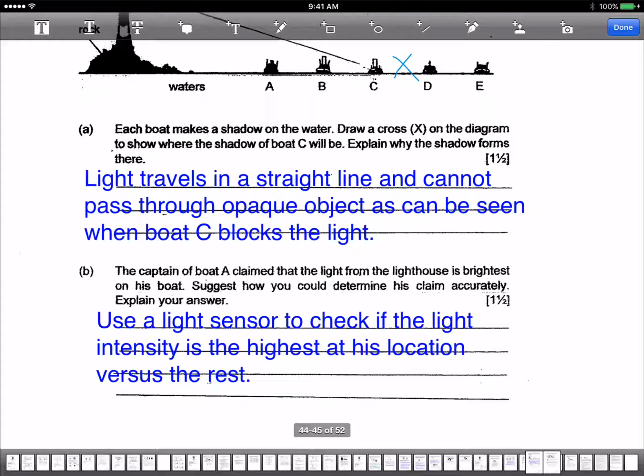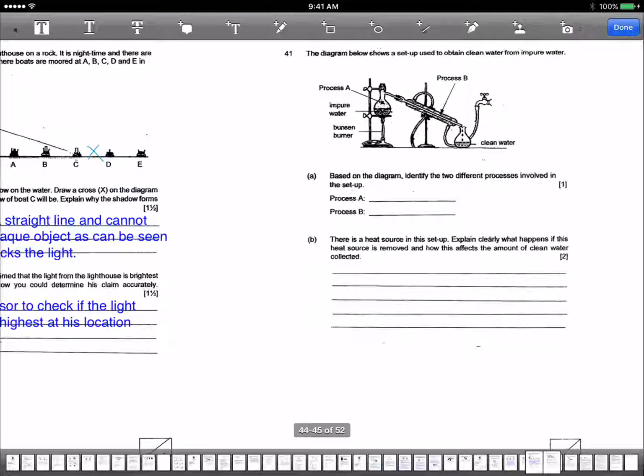Okay, let's continue. Just do one more question, got 4 more. Yeah, we'll do 4 more. Thanks for telling me, right? Come, let's continue. Okay, next, 41.